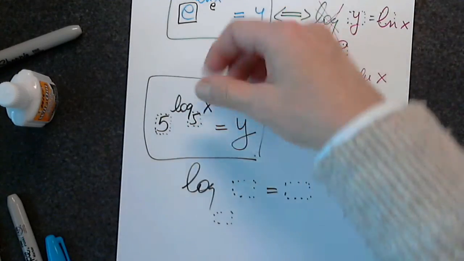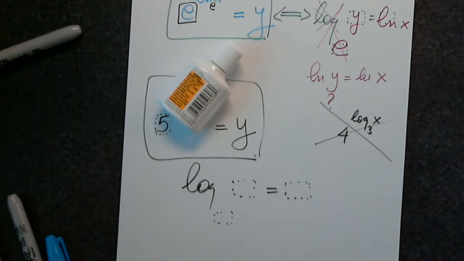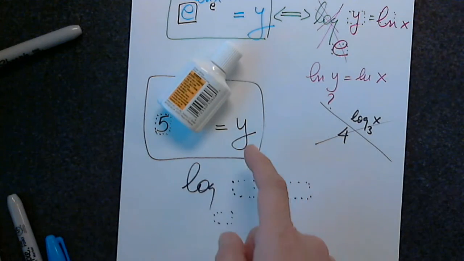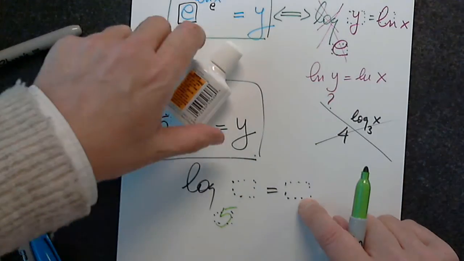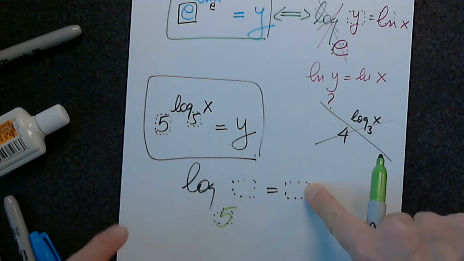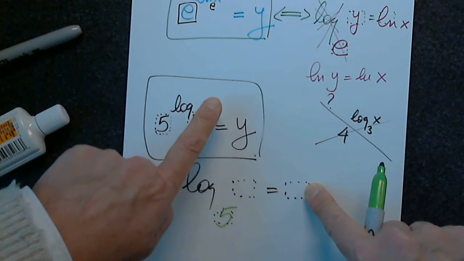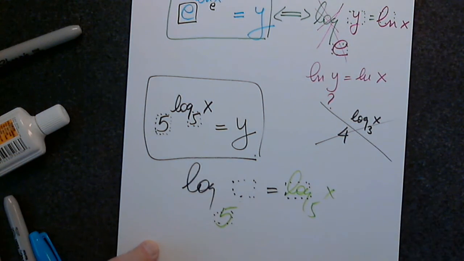So let's analyze this side here. Don't look at this for a moment, and tell me which one is the base from all these numbers: 5, whatever I covered here, and y. Which one is the base? 5. That's it. What do I raise 5 to? I raise it to log base 5 of x, not to itself. Okay, log base 5 of x.